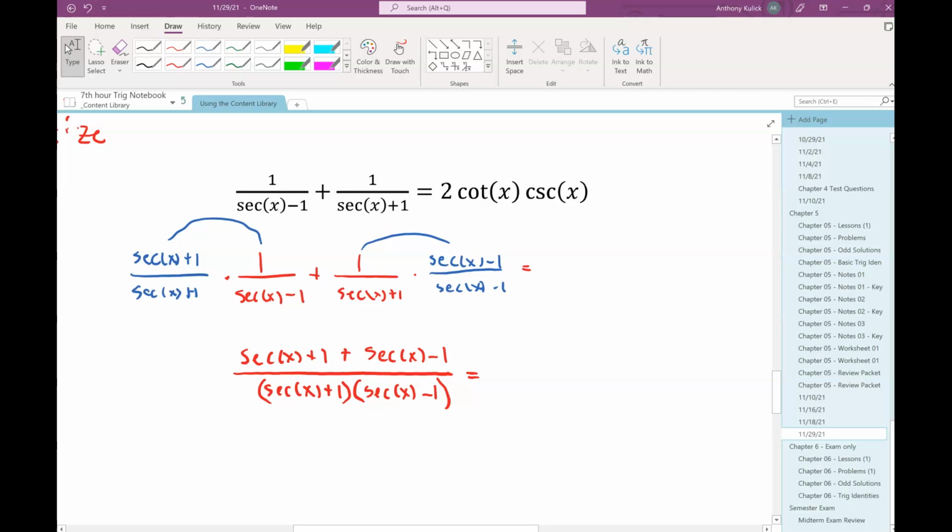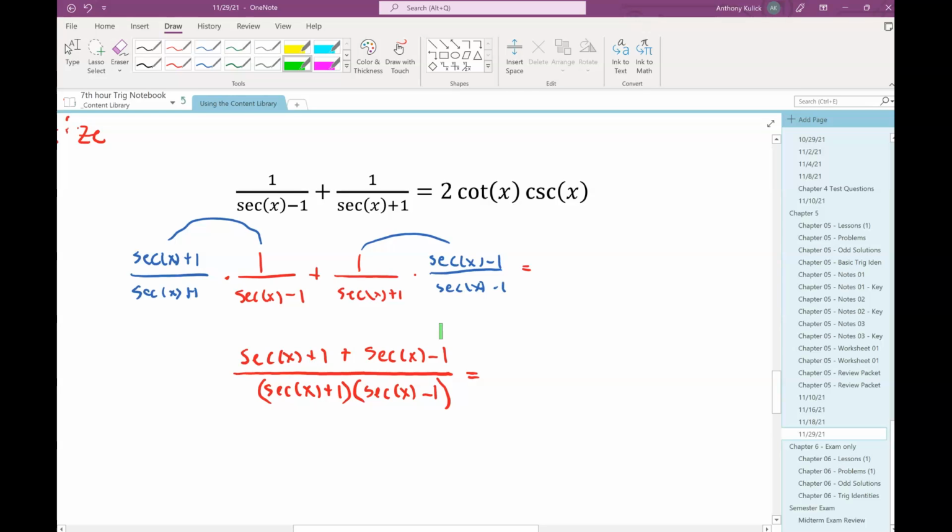What else? What should we do now? We've gone ahead and we added these two fractions. We made a common denominator. What can we do now that we've done that? Can we reduce? No. We can't reduce because the numerator isn't being multiplied, it's all being added and subtracted, right?